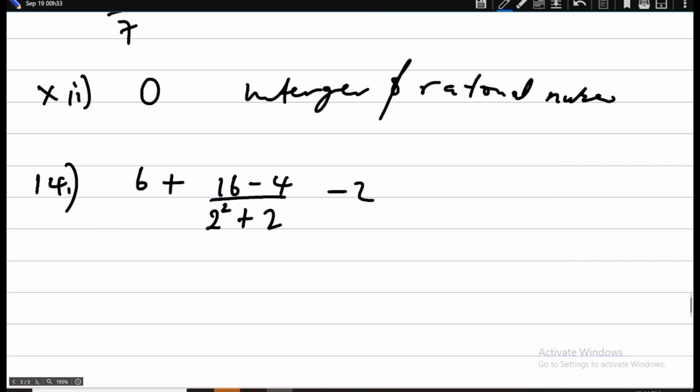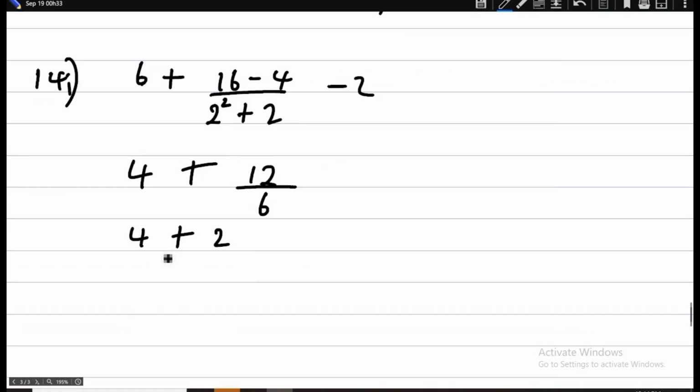This is very, very simple. In fact, if you look, these are whole numbers, so they can just subtract. 6 minus 2 will give you 4. So I'm having 4 plus 16 minus 4 will give you 12, right? 12 all over. This squared is 4. 4 plus 2 will give you 6. So the denominator is 4 plus 2, which will give us 6. So the answer to that is 6.